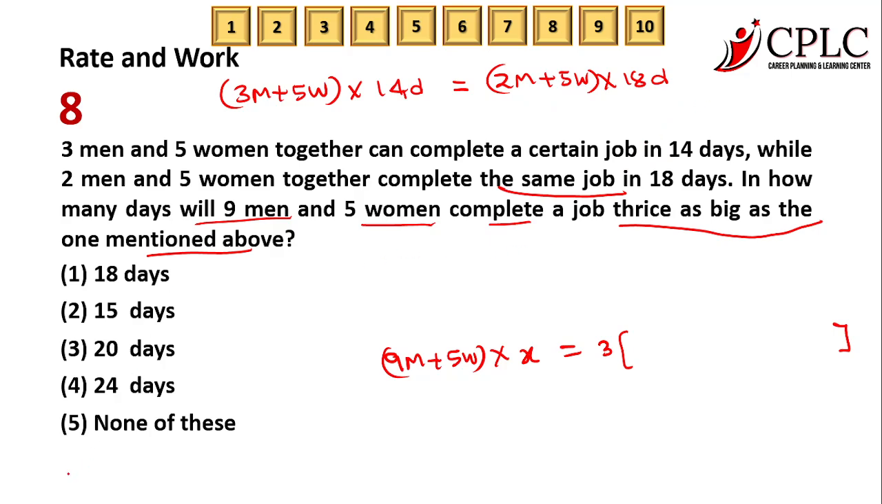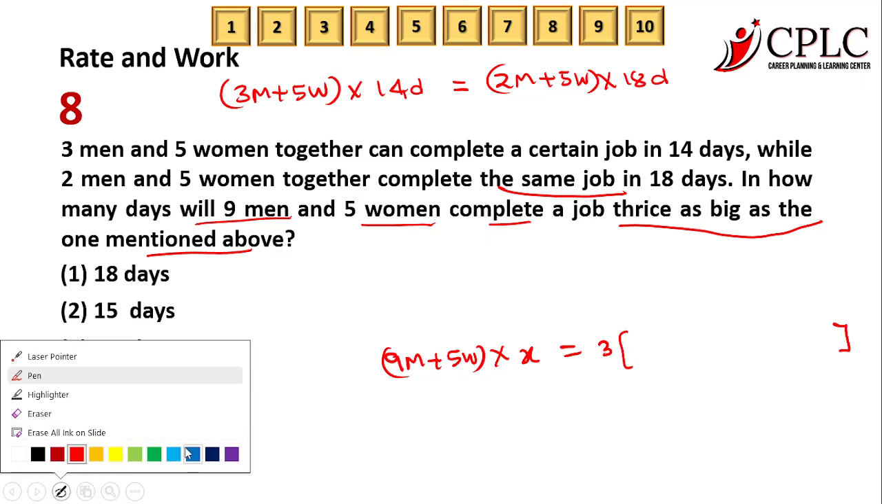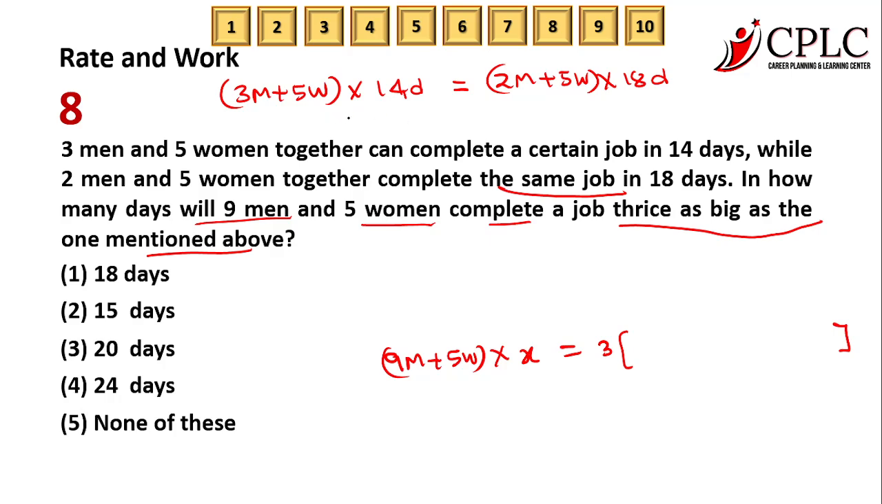So what we'll try to do is get a relationship between the number of men and the number of women first, and then we'll try to substitute that. So let's start solving this one. So this is 42 men plus 70 women. This is 36 men and 90 women, if you multiply by 18 and 14 respectively.